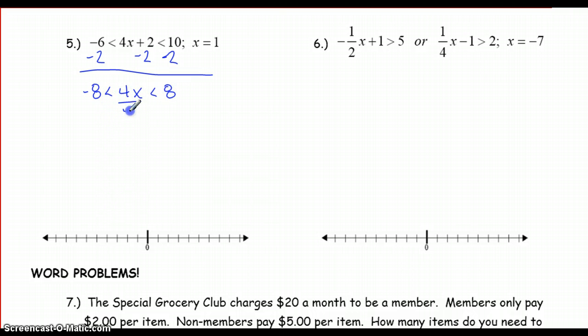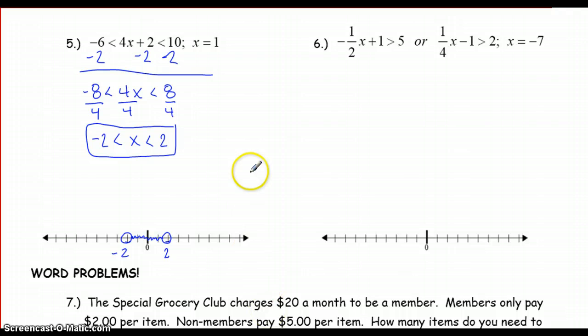Now we're going to divide all 3 sides by 4. And when we do that, we're going to get negative 2 is less than x, which is less than 2. And here is our solution. So now let's graph it. We have an open dot on negative 2, an open dot on positive 2, and we're shading in between.